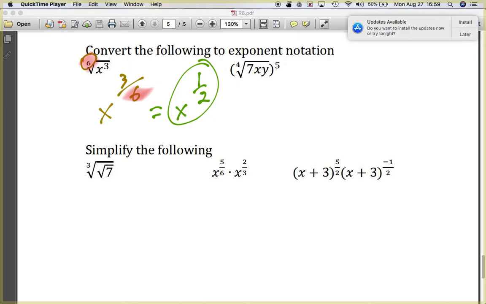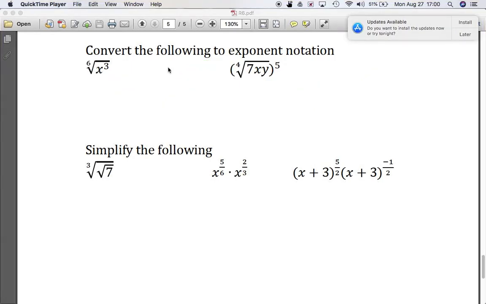Same thing here. This is all inside the radical, and it's a 4th root. So I know the 4 goes on bottom. The 5 applies to everything, so it goes on top, and that one I can't do anything else with.